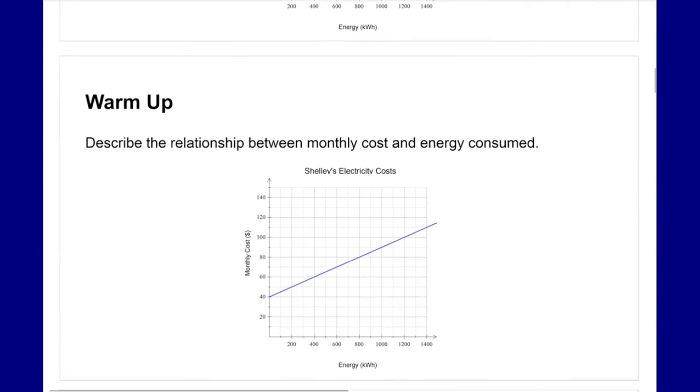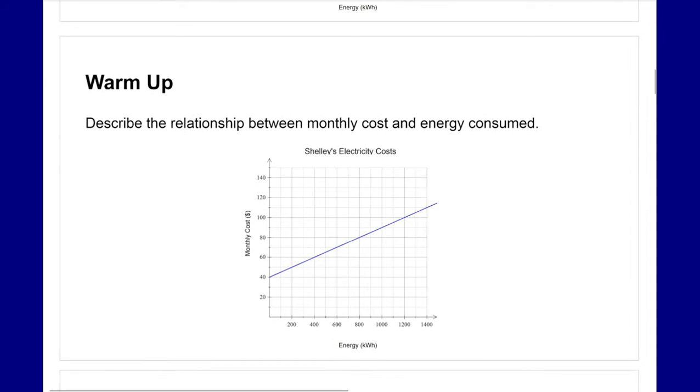Describe the relationship between the monthly cost and energy consumed. Well, looking at it, as energy consumed goes up, so does the cost.